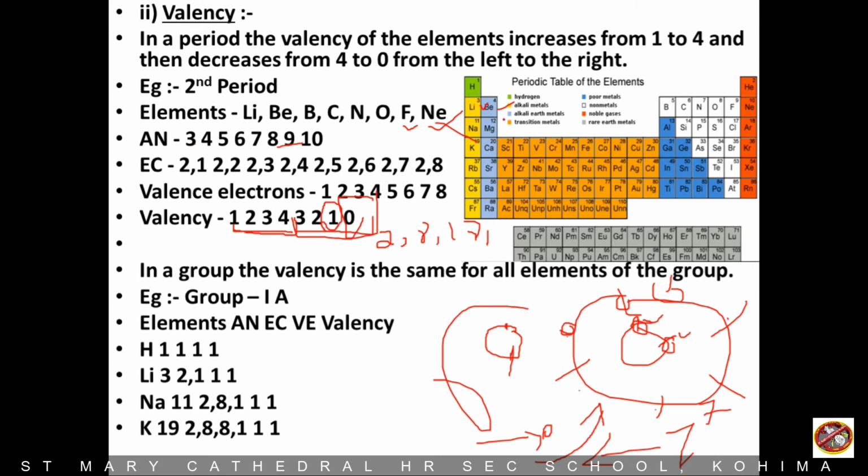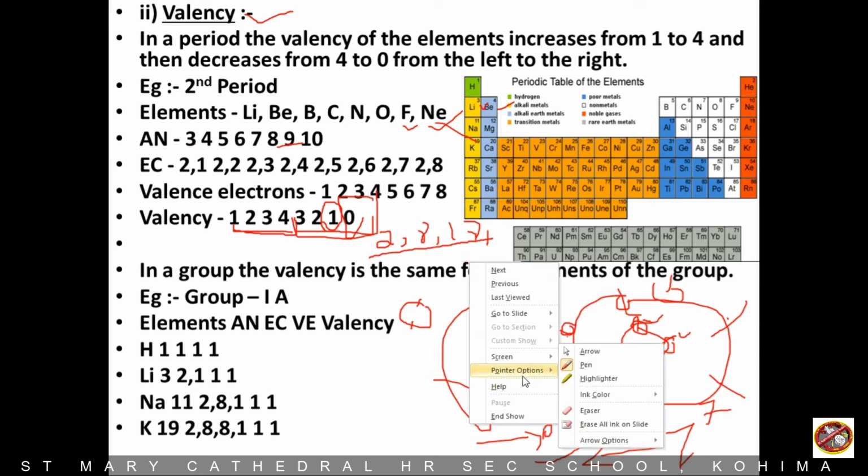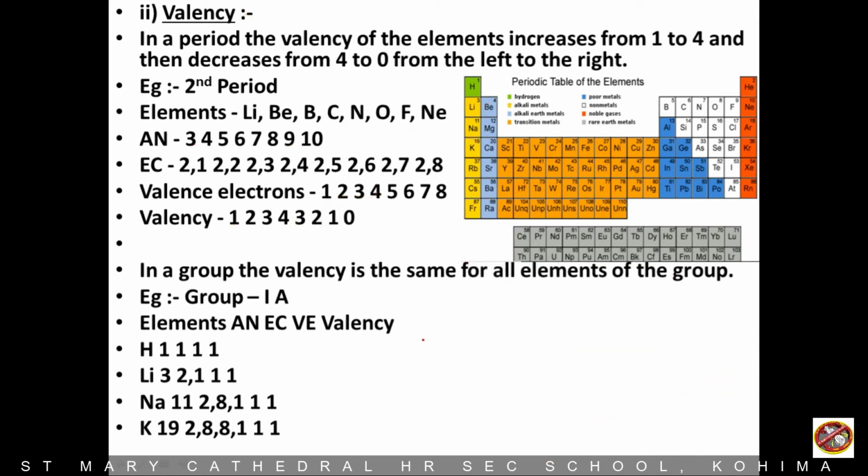If it is interesting, try to practice by yourself, okay. Make the shells, make the number of electrons, remember these rules, and try to find out the valency. Valency means electronic configuration, how to become stable, okay.